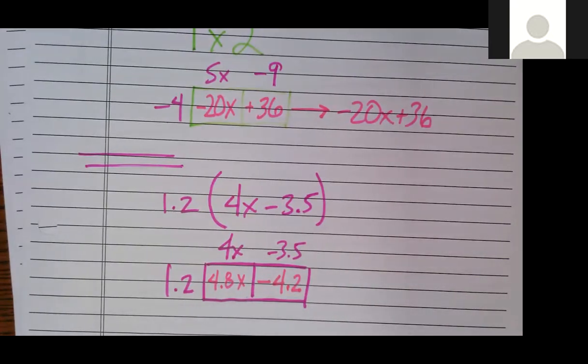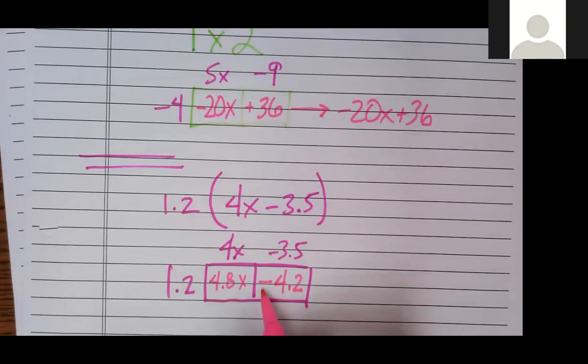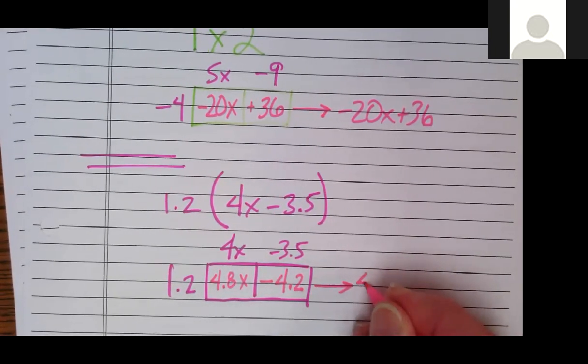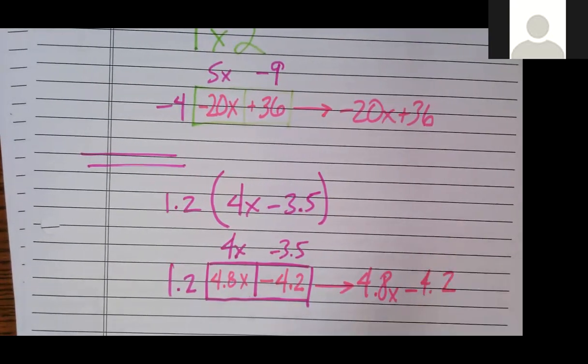Now, you notice how I don't have a negative sign here? Oh, you guys can't see that because my camera here. You notice how I don't have a negative sign there? It's because I didn't multiply it by a negative one because I forgot. I had put it here. As long as we remember that we've got the negative there, we should be fine. These are not like terms. So when I'm done, it's going to be 4.8x minus 4.2.